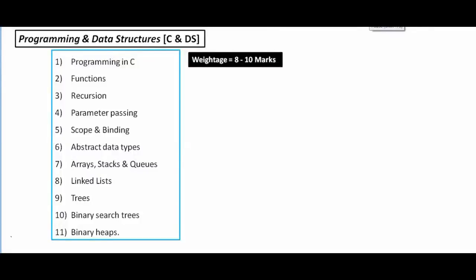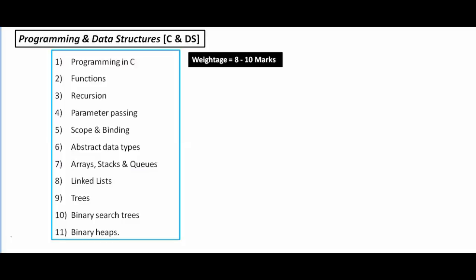Good morning. Today we are going to discuss the concept of programming language concepts and data structures. This subject has around 8 to 10 marks of weightage in GATE. In 2014 GATE, we got around 8 to 9 marks in all the sets. Now we will start the programming language concepts.